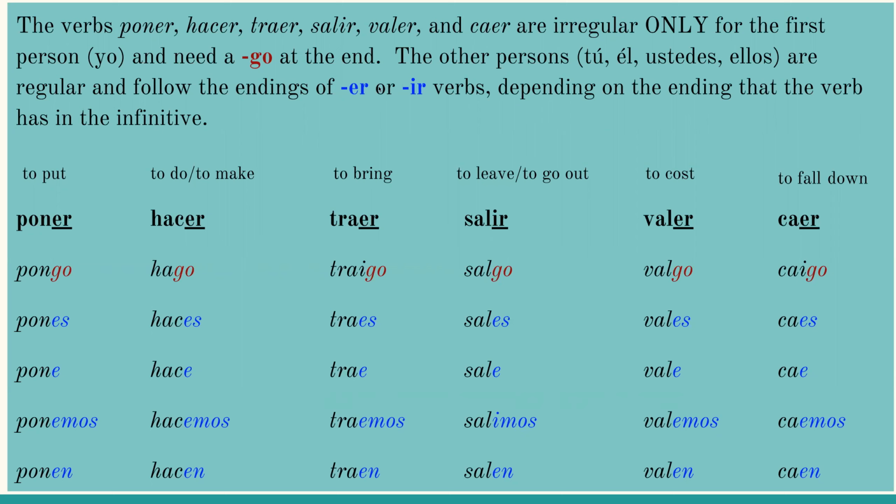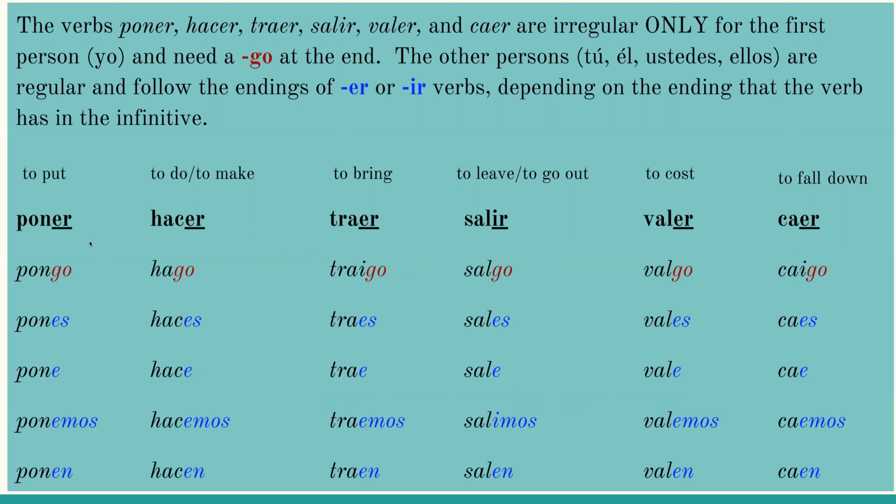So these verbs are irregular only for yo. So yo is a form that you will have to memorize. There's no rule to add the GO, so you just have to learn it by heart. And for the rest of the persons, we are going to add the endings here in blue, depending on the ending of our infinitive. So here we have ER endings, and here we have IR endings for salir. And the verbs sound like this once they are conjugated.